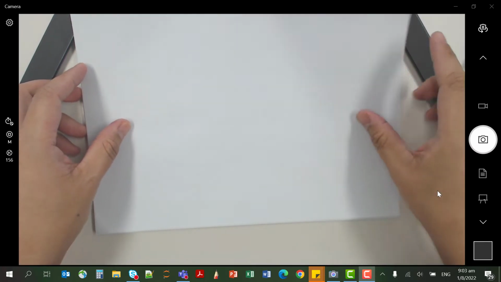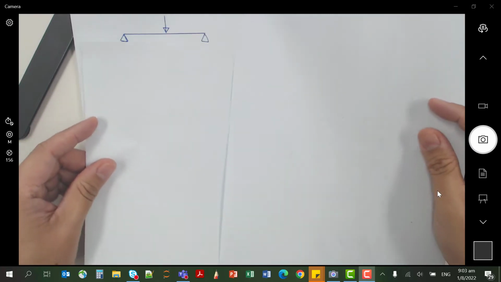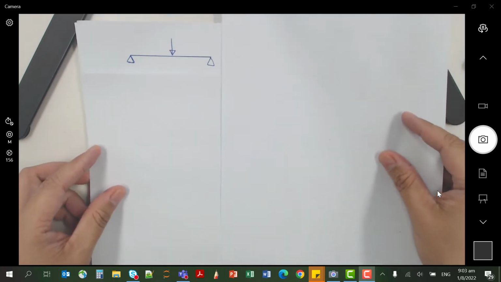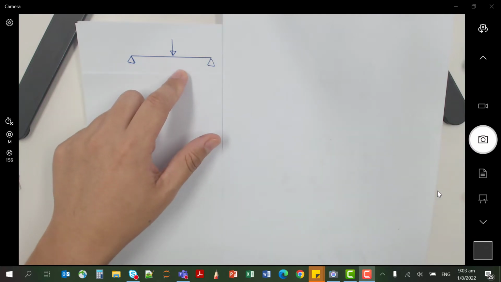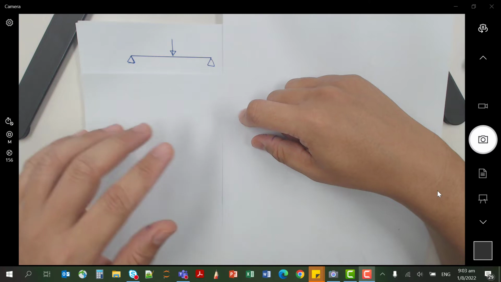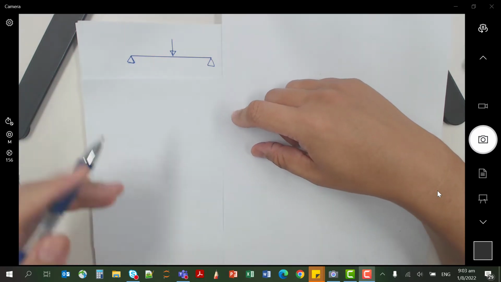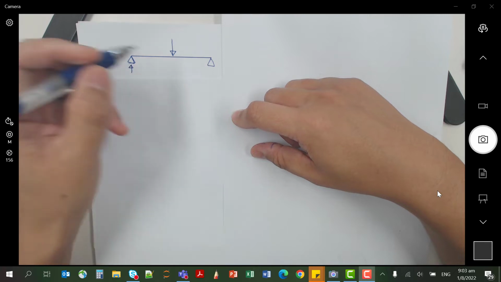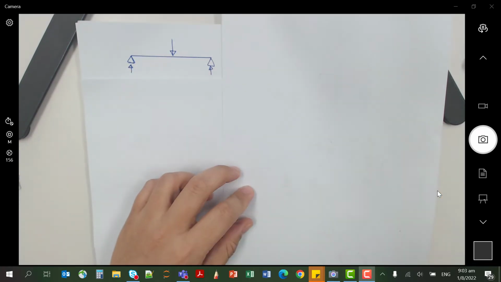Okay, so maybe I start off with a very simple diagram. You can see here is a simply supported beam with a single point load at the center. This is what you should draw in your free body diagram. Of course, then you have a reaction at both ends. But what I want to show you is not this.